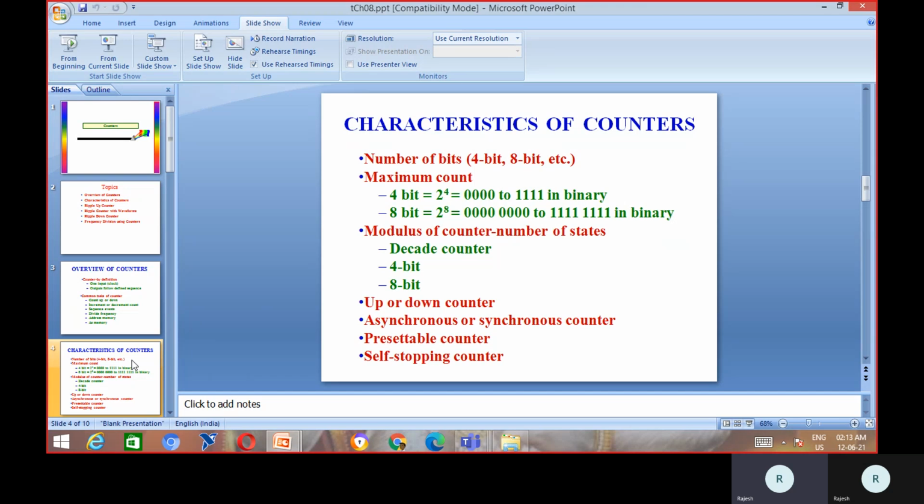So you can go for a decade counter counting from 0 to 9, or you can go for a 4-bit counter counting from 0000 to all ones. So analyze up counters and down counters. Both can be synchronous and asynchronous.